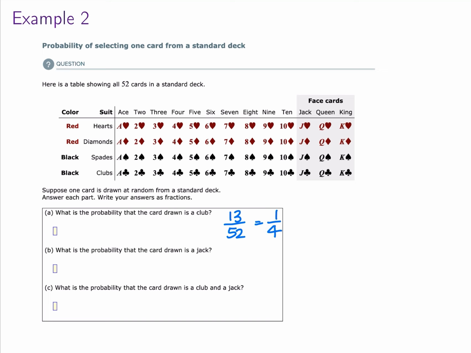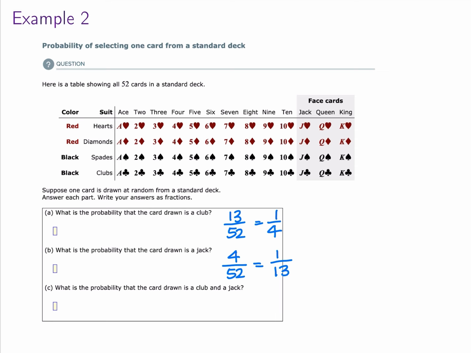Part B, what is the probability the card drawn is a jack? Okay, well, still we know there are 52 total cards to choose from, and let's see how many are jacks. Well, we see jacks right here in this column. There is 1 jack for each suit, so there are 4 total jacks. So 4 out of 52. We can simplify this, divide both by 4, and we get 1 out of 13.